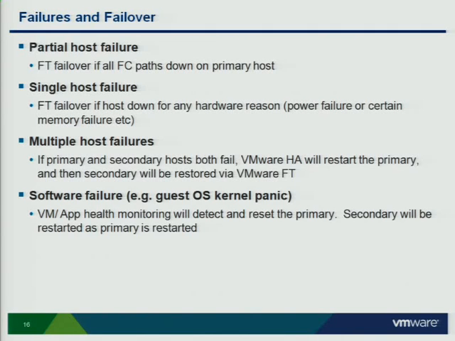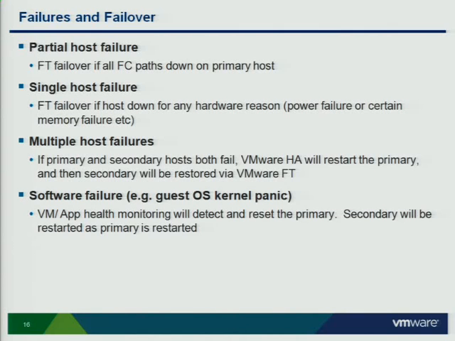Fault tolerance does not protect you from software failure. So if you see a kernel panic on the primary, you will see the same nice kernel panic on the secondary, because we are replaying. If your OS crashed on the primary, it's bug for bug. We will replay the same sequence and your secondary is also going to crash.